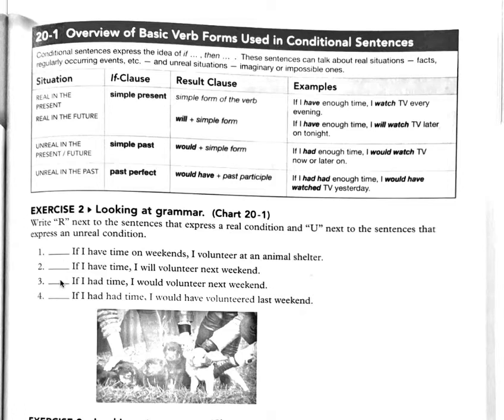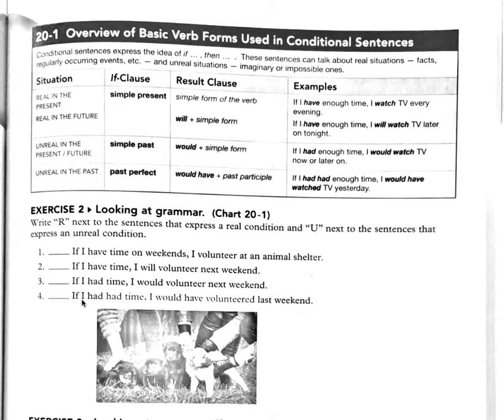Number 3. If I had time, I would volunteer next weekend. So look at the verb in the if clause, had, simple past. And look at the result clause, would volunteer. So here, simple past and would in the simple form. This is unreal in the present future.